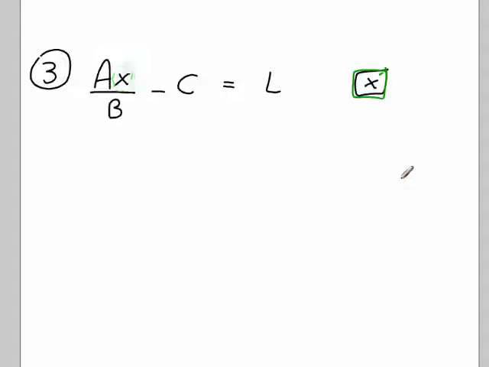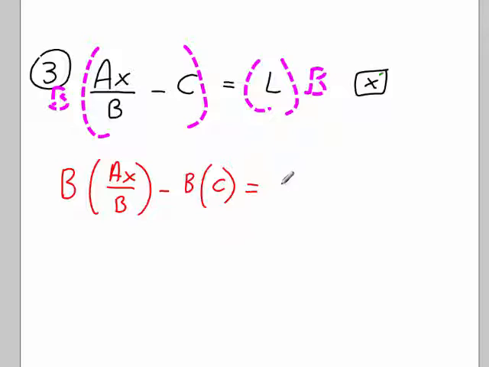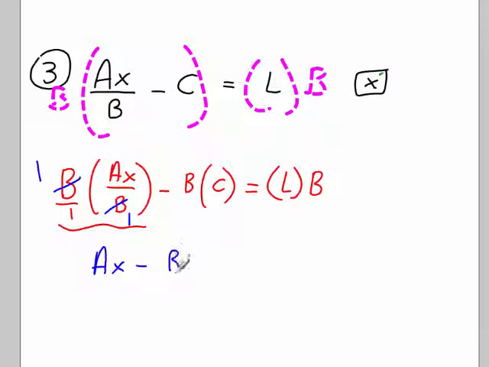It's not necessary, but it's recommended. So because I have a common denominator of b here, I'm going to multiply both sides of the equation by b. And so that's going to be b times ax over b minus b times c equals L times b. Alright, and so I've got some fraction work going on here. This is b over 1. I can cross reduce. b goes into b once, and so I have on that term ax minus bc equals Lb or bL, whichever you want. Doesn't matter. Okay?